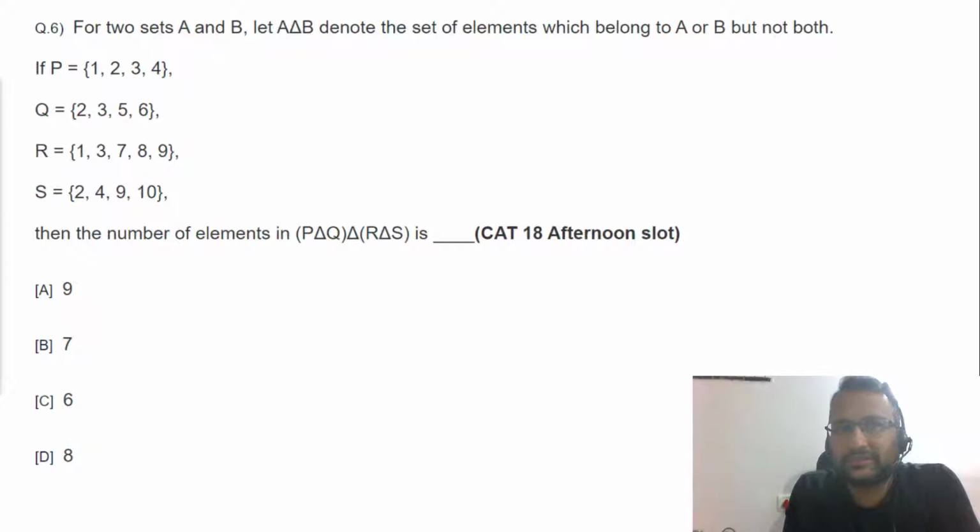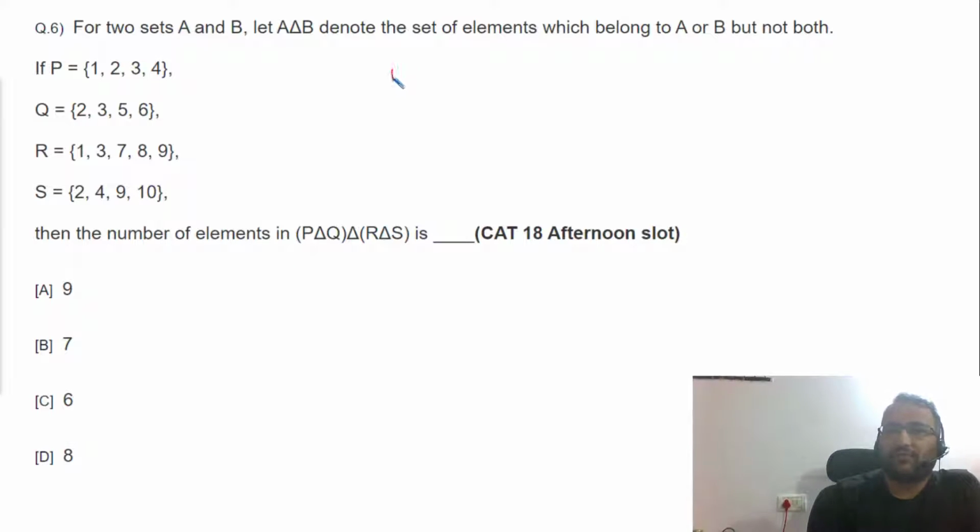Question number 6 is from CAT 2018 afternoon slot. For the two sets A and B, let A triangle B denote the set of elements which belong to A or B but not both. Then the number of elements, and this is how much? So what is the value of P triangle Q?